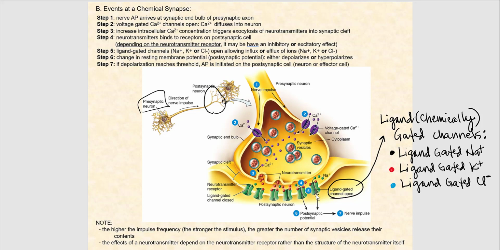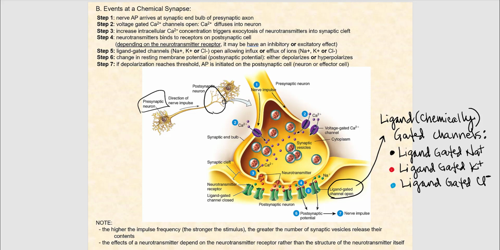Well, folks, it's not the only type of ligand-gated channel that we find on this postsynaptic membrane. We could have ligand-gated potassium channels and ligand-gated chloride ion channels as well. So it boils down to what type of ligand-gated or chemically-gated channels will open in response to that specific neurotransmitter that will determine whether or not that neurotransmitter is excitatory or inhibitory.